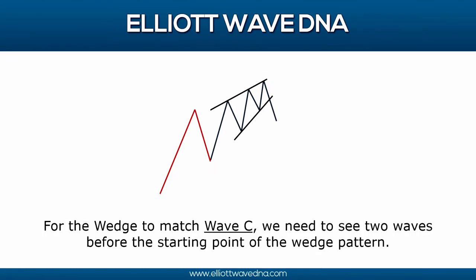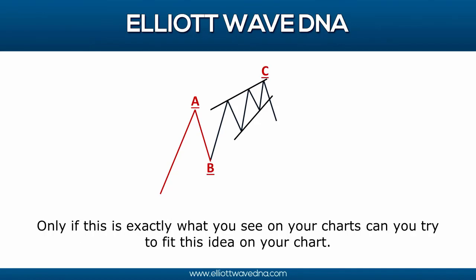For the wedge to match the wave C, we need to see 2 waves before the starting point of the wedge pattern. Only if this is exactly what you see on your chart can you try to fit this idea on your chart and call the ending point of the wedge the wave C.